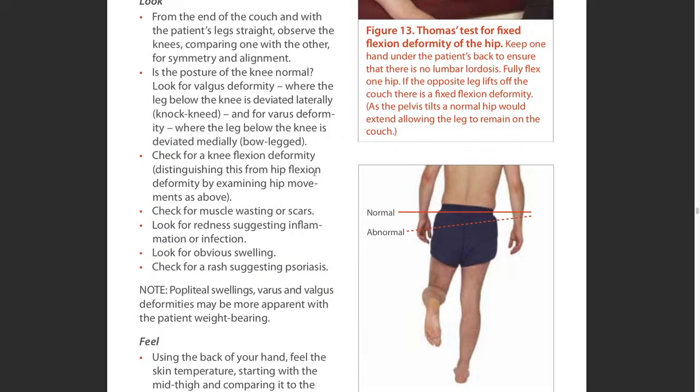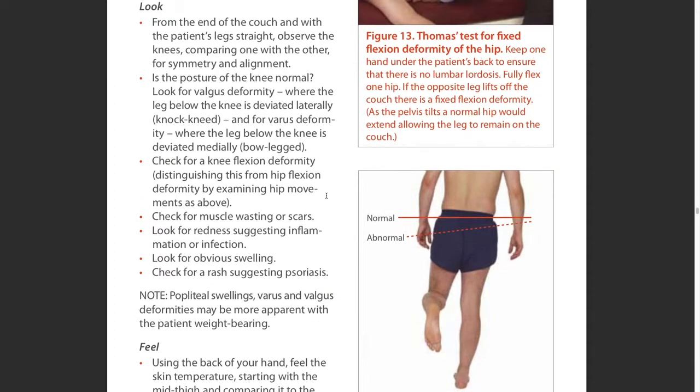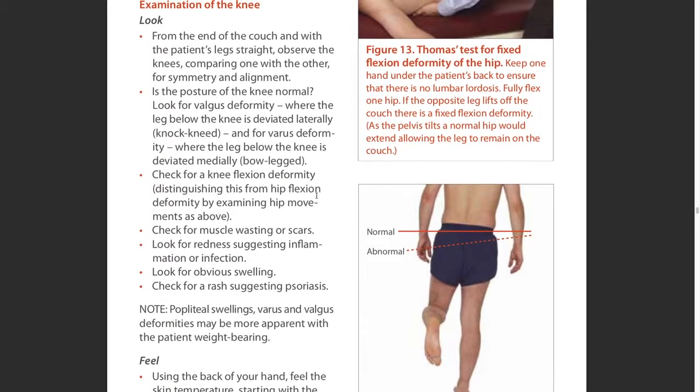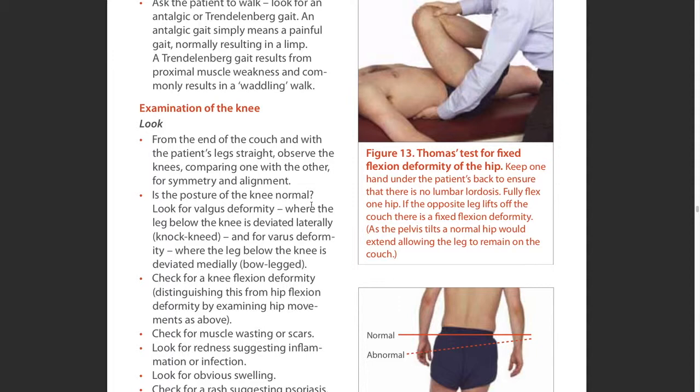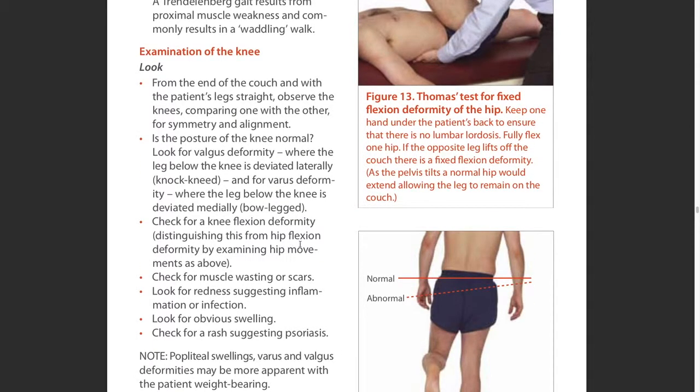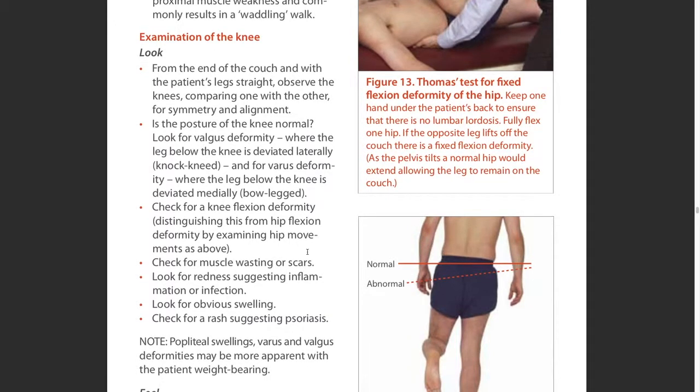Knee flexion deformity. How do you check? It doesn't say here how you check. Oh, this is just look, so you're observing. You're just observing, from the end of the couch.